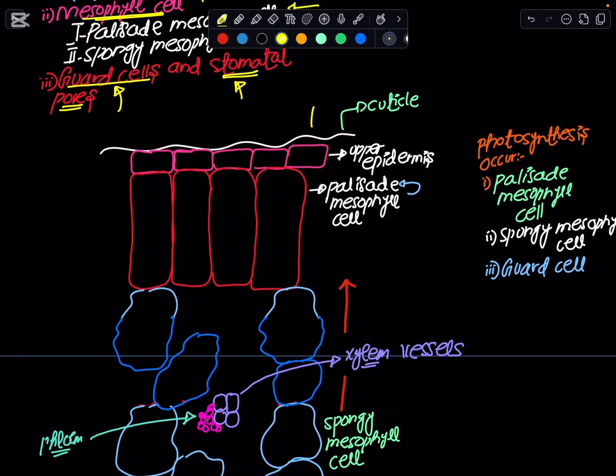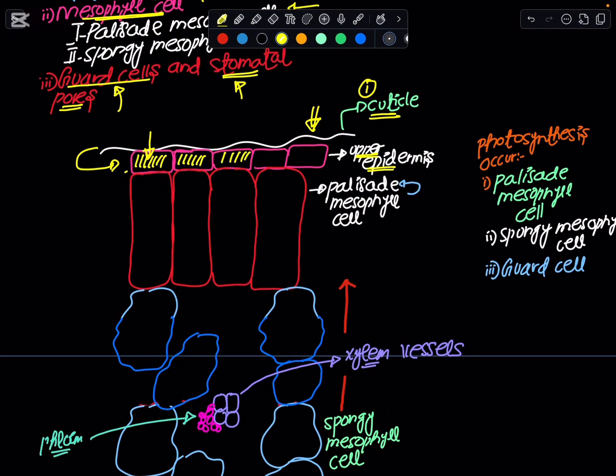At the top you see that this is a transparent layer, and this transparent layer is the cuticle. Immediately below this transparent layer, we have a layer of cells, and each cell that we have here is an epidermal cell. Since this is lying toward the top of the leaf, we call this the upper epidermis. The upper epidermis cells are not photosynthesizing because they lack chloroplasts.